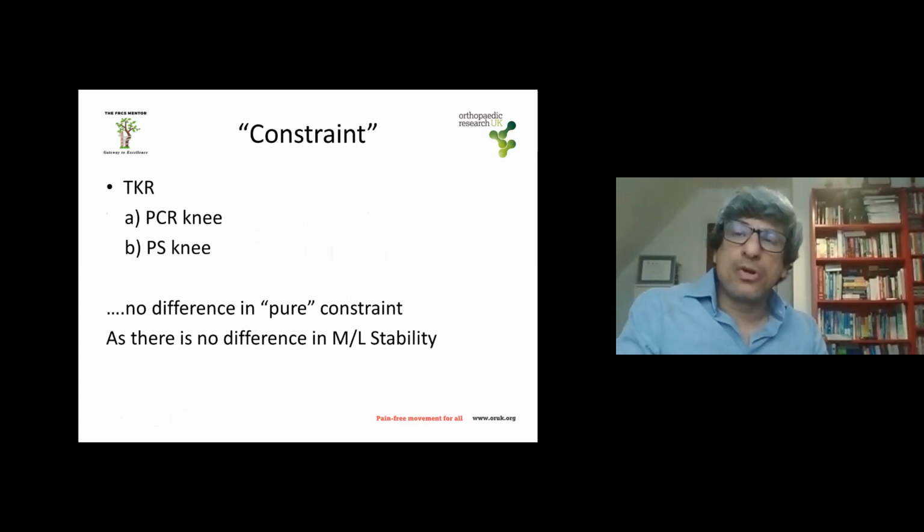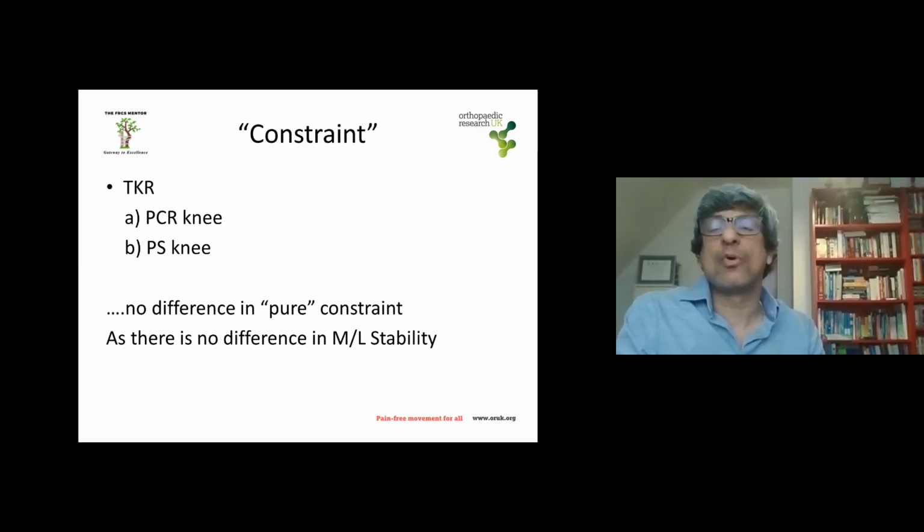So what is constraint? Constraint, you can say, is the inherent stability which an implant provides without the need of a soft tissue envelope or structures. Okay, so the inherent stability that an implant gives is called constraint.